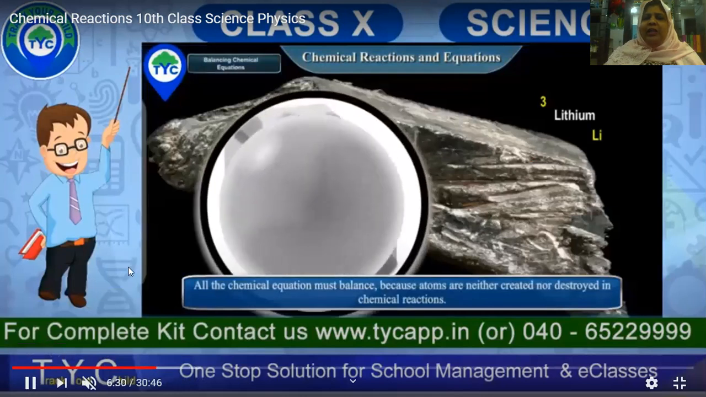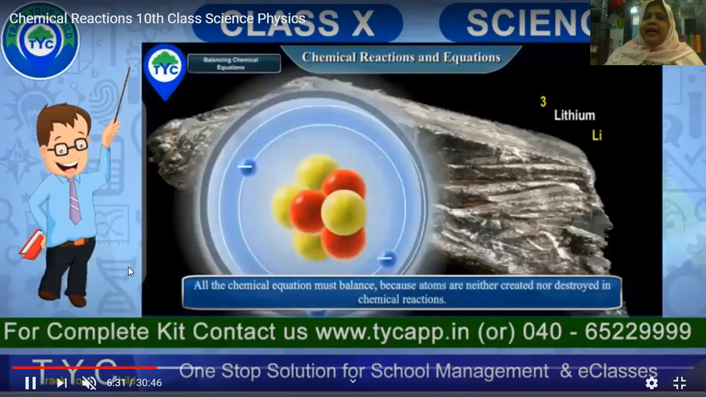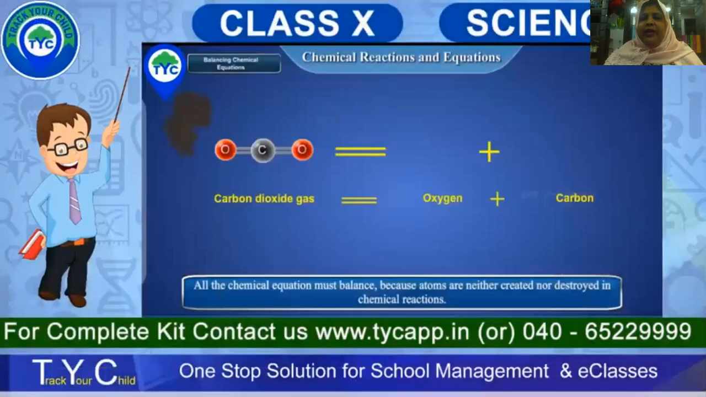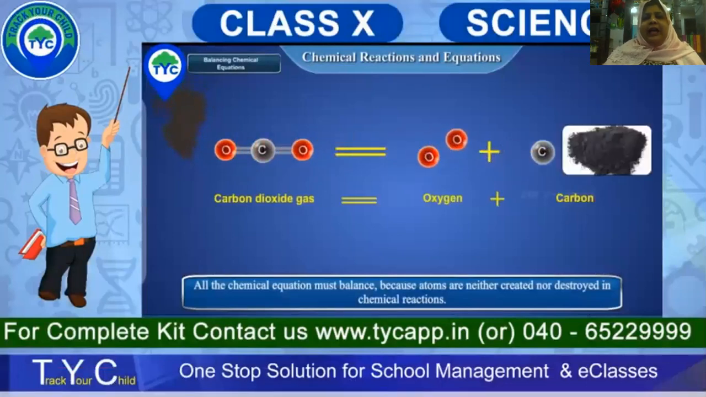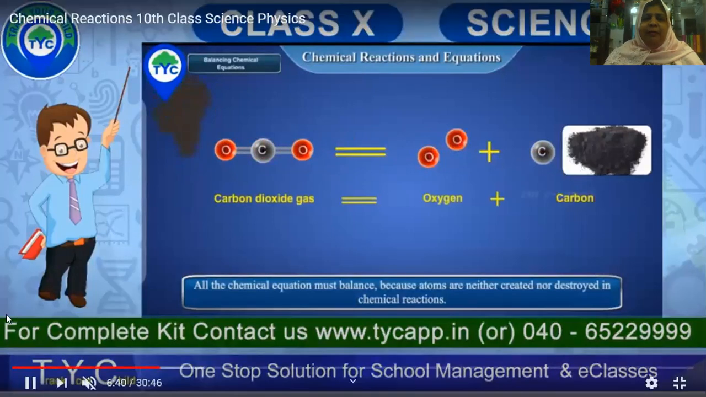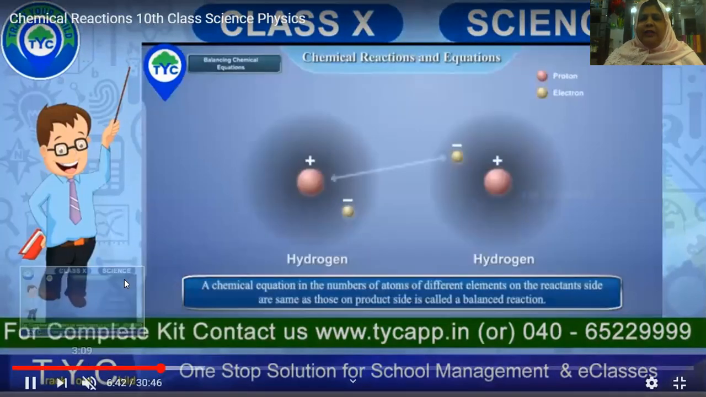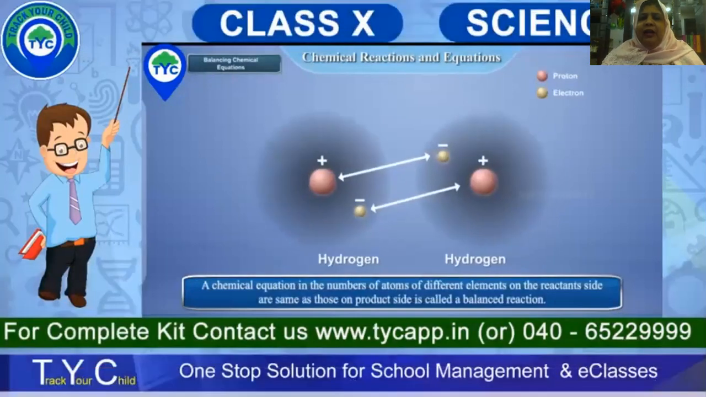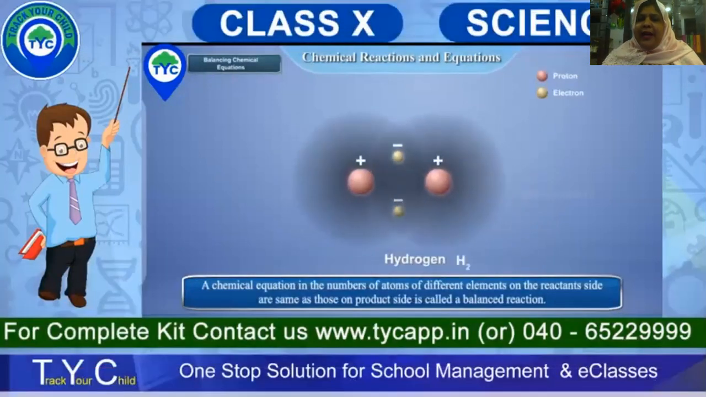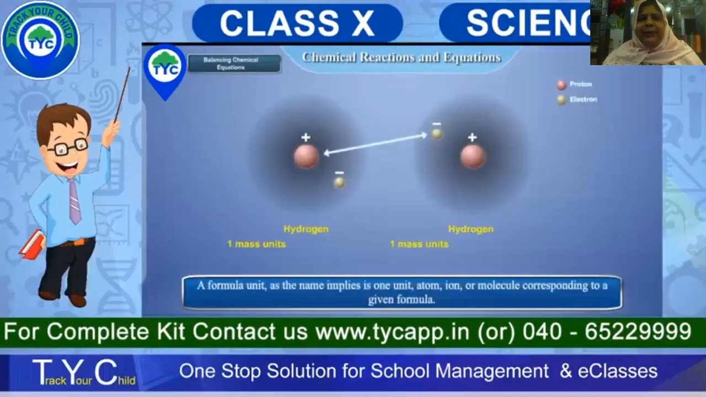And all chemical equations must balance, because atoms are neither created nor destroyed in a chemical reaction. So if you look at it, carbon plus two molecules of oxygen gives rise to carbon dioxide. In a chemical equation, the number of atoms of different elements on the reactant side is the same as on the product side, and only then do we call it a balanced equation.